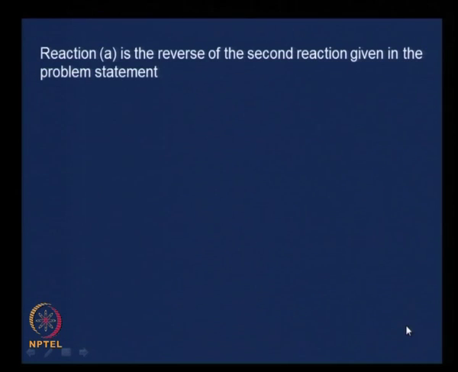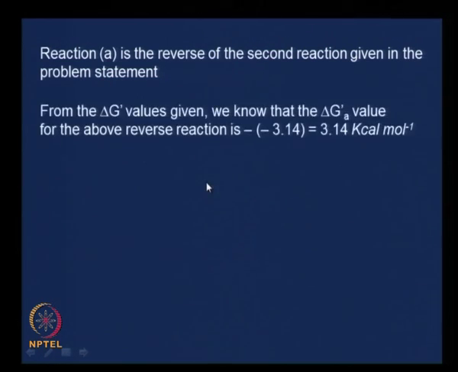So, if we have delta G dash of A and delta G dash of B, we are done. We already have delta G dash of B in the problem statement, but delta G dash of A we do not have. What was given in the problem statement is the reverse of the reaction that we need, or reaction A is the reverse of the second reaction that was given in the problem statement.